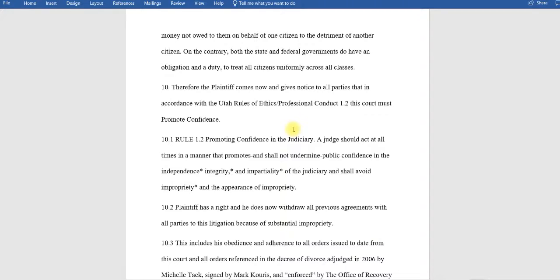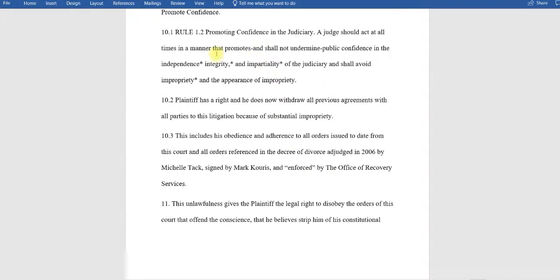Okay, but we'll get into this a little bit. It gets pretty cool here. So therefore, the plaintiff comes now and gives notice to all parties that in accordance with Utah Rules of Ethics and the Professional Conduct 1.2, this court must promote confidence. Okay? And what is rule number 1.2? It's promoting confidence in the judiciary. A judge should act at all times in a manner that promotes and shall not undermine public confidence in the independence, integrity, and impartiality of the judiciary, and shall avoid impropriety and the appearance of impropriety.